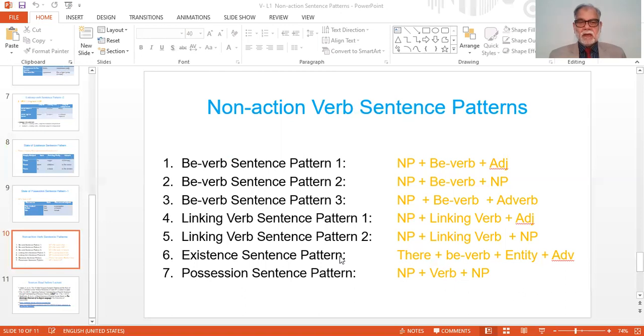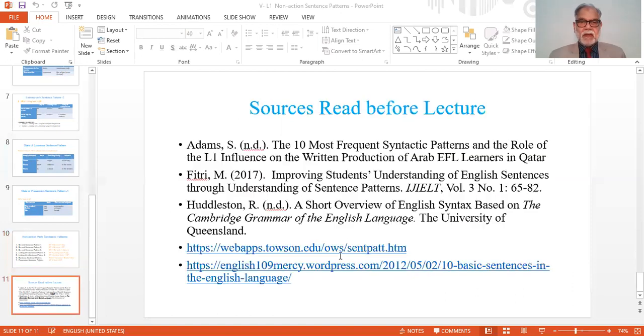These are the 7 patterns we have discussed in today's lecture. These are non-action verb sentence patterns. And in the next lecture, we will discuss action verb sentence patterns.